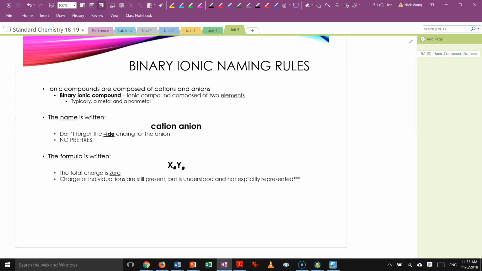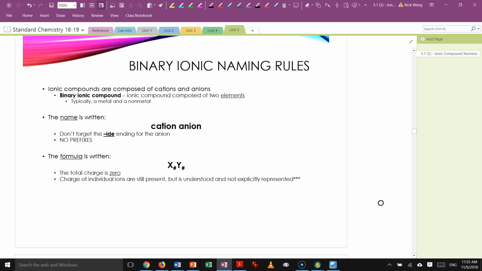So let's talk about how we get into some of this nomenclature as a compound overall. Binary ionic naming rules really comes down to first identifying the type of compound that we have. And this is where I want to start off with this practice. It does say ionic compounds are composed of cations and anions, right? So ionic compounds, there's always that relationship between positive and negative.